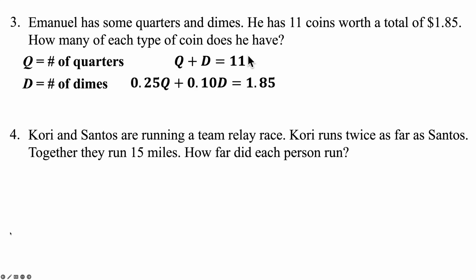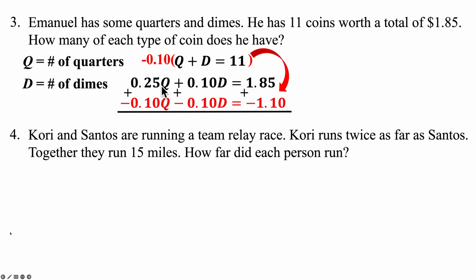Now take your object equation. Who is the smallest coefficient? It's 0.10. We're going to take its opposite and multiply it to everything up here. So negative 0.10Q minus 0.10D equals 11 times a negative 0.10, negative 1.10. Add together. Whoops, I guess I got my arrow out of order here. That's going to give me 0.15Q. This cancels, and that's going to be 0.75. I should say 0.75 or 75 cents.